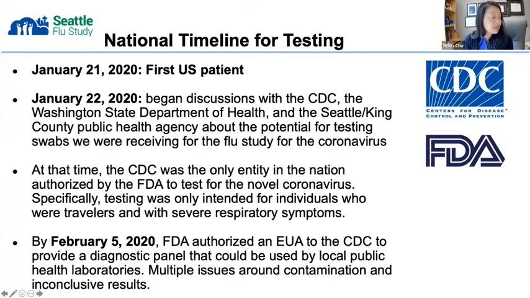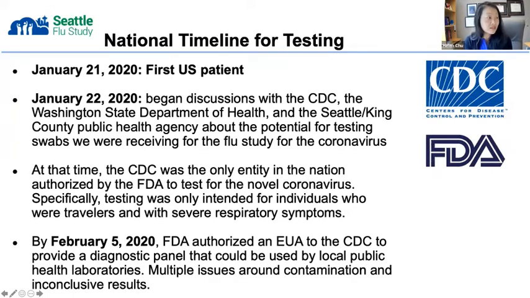So on January 21st, 2020, the first US patient was identified in Snohomish County in Washington. On January 22nd was when we started discussions with CDC, Washington State Department of Health, and Public Health Seattle-King County, really about potential for taking all of these samples that we had collected as part of the flu study over the past several months to years, and testing them for coronavirus. We felt like this represented a way to be able to know whether or not it was here.